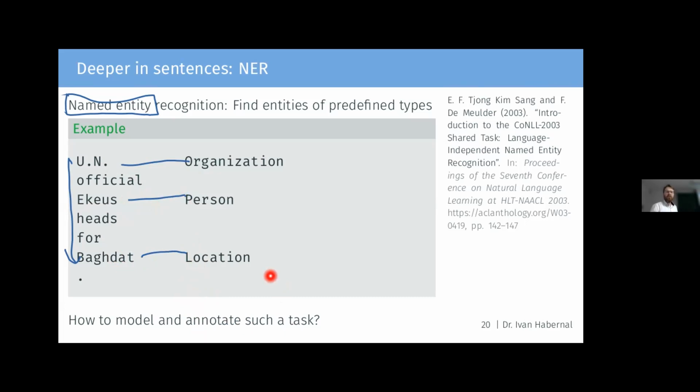Well, this is a question. How would you model that? How would you label this thing? If I want you to find entities in a text like organization, person, location, how to annotate such a task? The only thing you see is a sentence, and the sentence would be plain text, basically. No new lines. You have a sentence. So what do you need to do first?